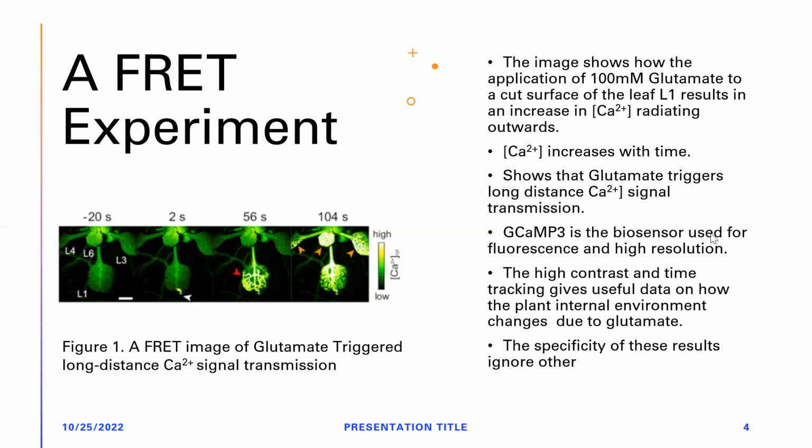Something interesting for FRET is that the high contrast and time tracking gives useful data on how the plant internal environment changes due to glutamate. This data was collected in a live plant, and we can see that as the time went by, the intracellular calcium concentration increased.